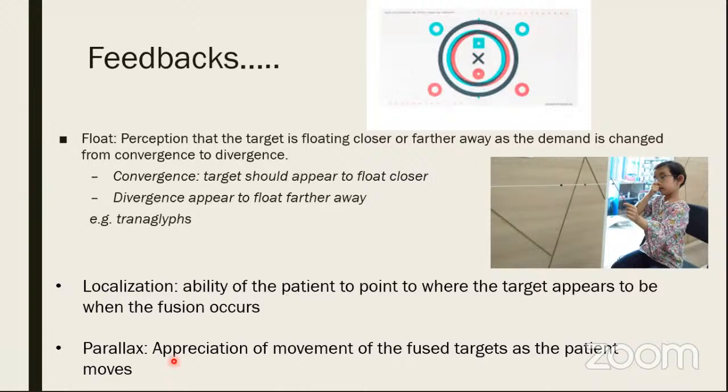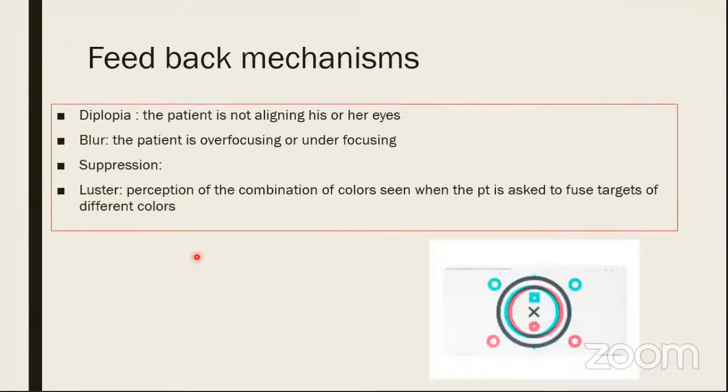And parallax means moving: when we move our postures, what is happening with the targets? Are they moving in the same direction or in the opposite direction? So these are some of the feedback mechanisms that we explain to the patient while performing any of the therapy procedures.